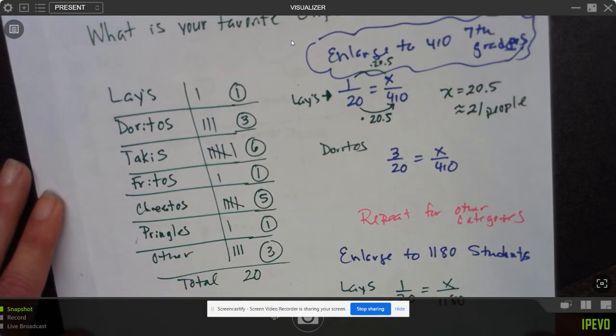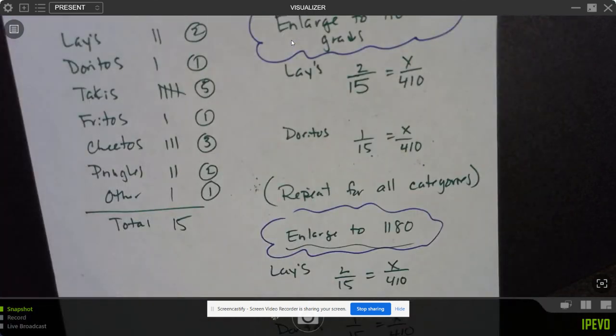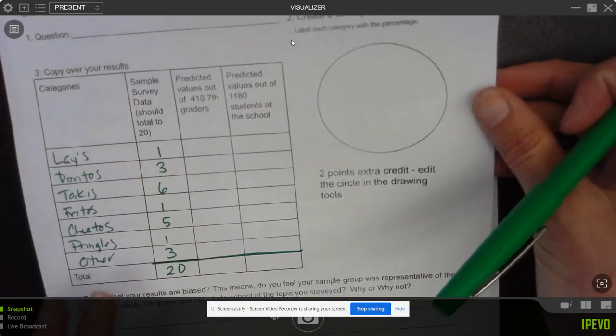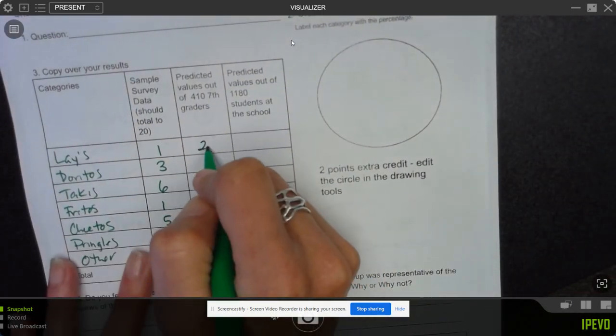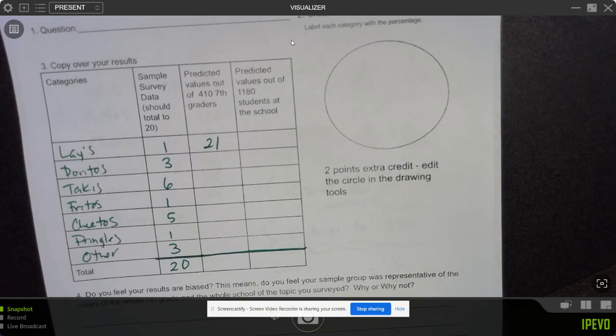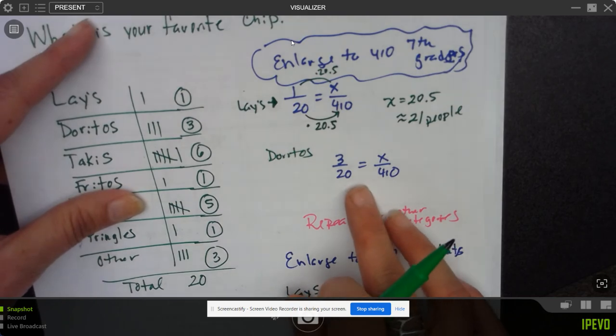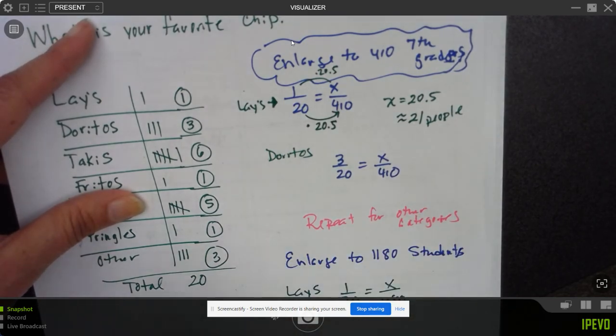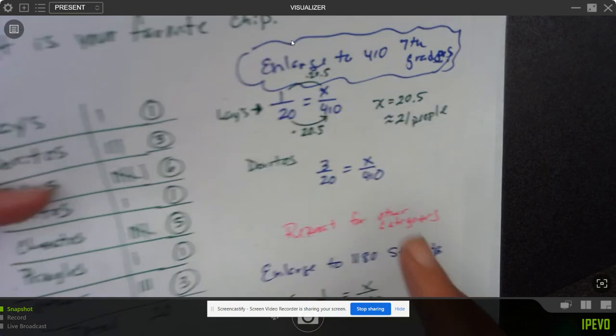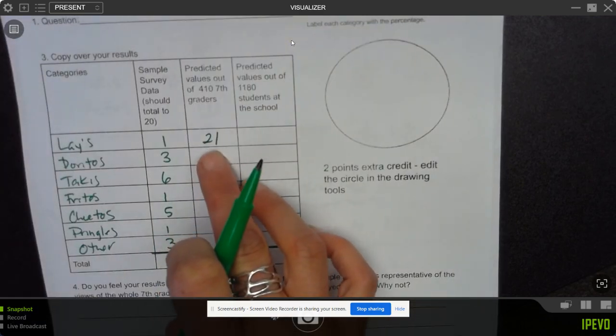And then I'm going to go back to my computer screen and I would enter that into my computer screen. This is on the computer. I just didn't want to go back and forth between a computer and a DocCam. And I have that first problem done. So then I would repeat that same process with Doritos. I would cross multiply and divide, a whole nother problem. When I get my answer, I would type it in right here.